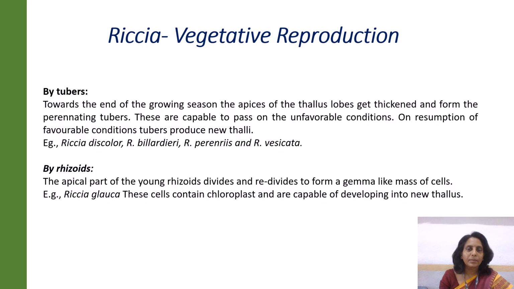Tubers are another method of vegetative reproduction, where the thallus gets swollen or thickened at the margins. This happens during unfavorable conditions. On the onset of favorable conditions, these tubers develop into new thalli. In some species of Riccia, the apical portion of the young rhizoids divides and redivides to form a gemma-like mass of cells. These cells contain chloroplasts and are capable of developing into a new thallus.